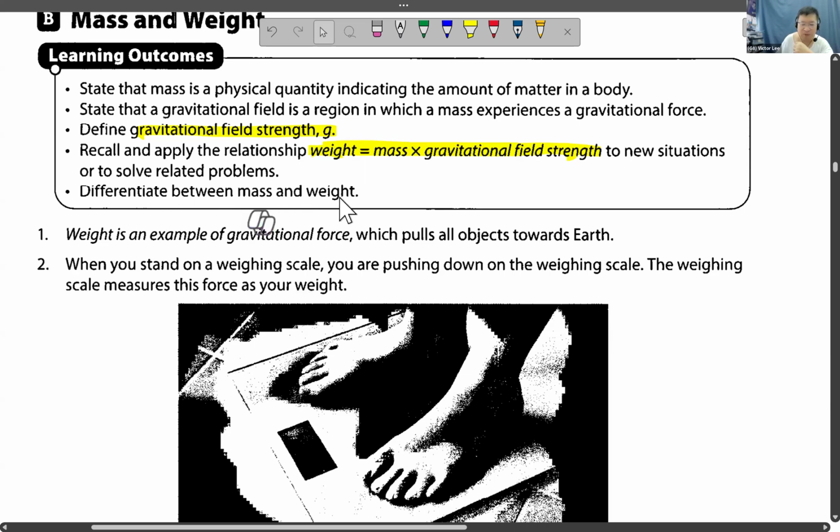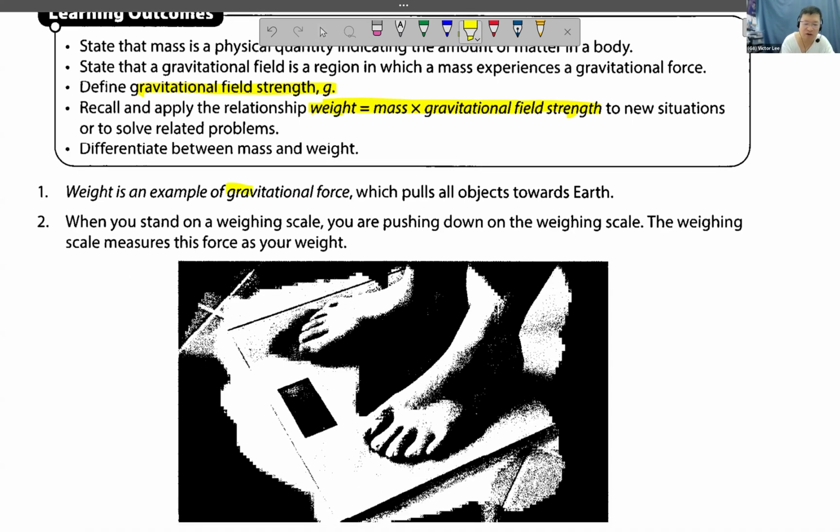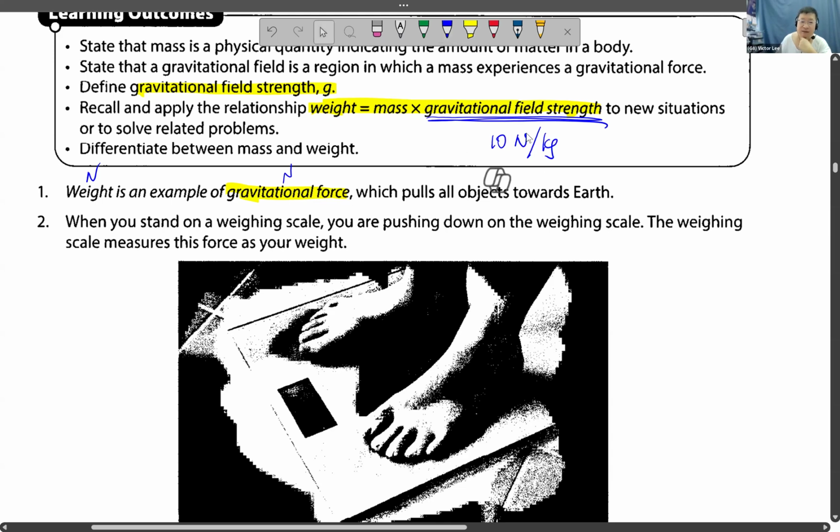And you need to differentiate between mass and weight. Which one is affected? Which one can change when you move from region to region? So let's look at this. The weight is an example of gravitational force. I did not say gravitational field strength. The word gravitational force is actually the weight because they are both written in Newton. But gravitational field strength refers to 10 Newton per every kg, the strength. You see the difference? So when you say gravitational force, it's the force, and the force is actually the weight acting downward.